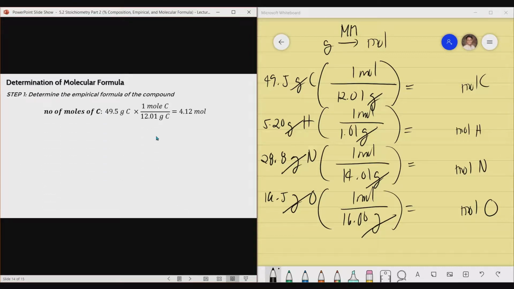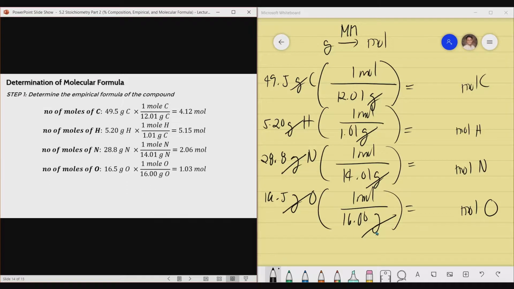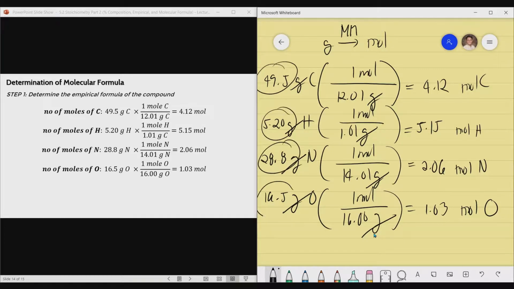So I actually have the same solution as that of the PowerPoint. Let me write that one. This will be 4.12, 5.10 if we input this in the calculator, and then 1.03. Again, it follows significant figures from the given values here.